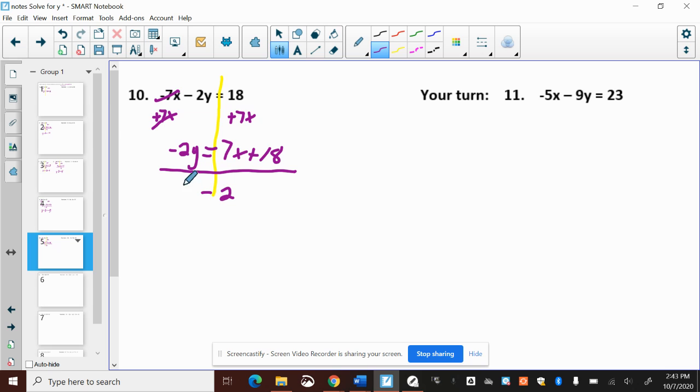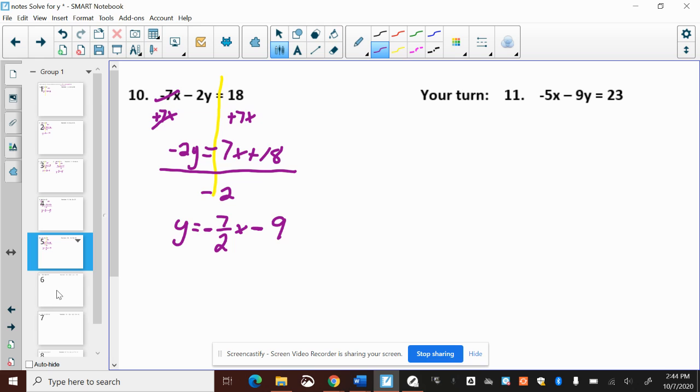Negative 2 divided by negative 2 is a positive y. Positive divided by a negative is a negative. That's just going to be left as 7 over 2. Doesn't go in evenly and cannot be reduced. A positive divided by a negative is another negative. And 18 divided by 2 is 9.